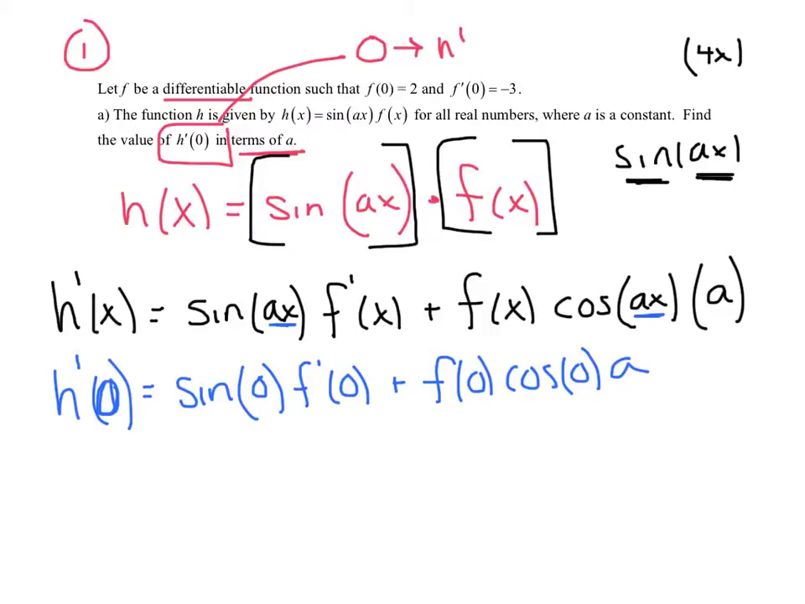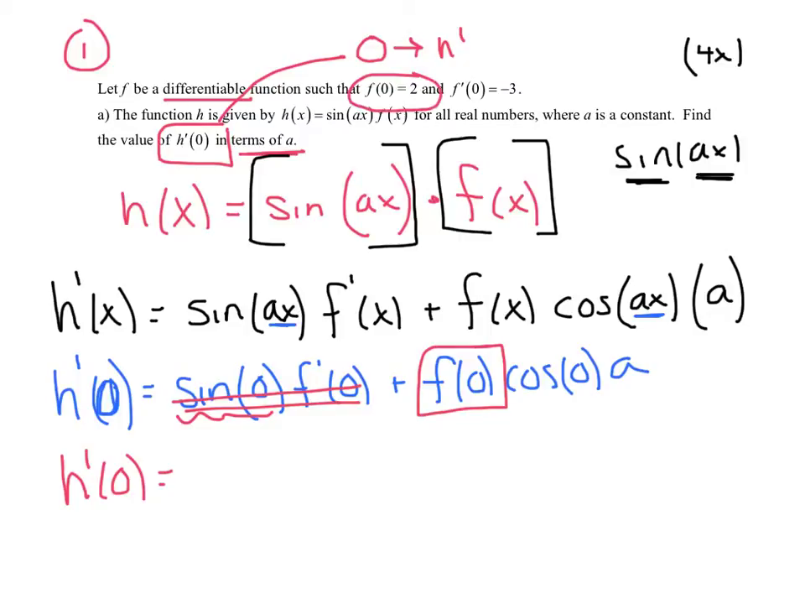Now remember, sine of 0 is hopefully one of your favorite numbers. Picture that sine graph. The sine of 0 is 0. So 0 times anything is 0, and that kills that term. F of 0, if I use this term and I look back in my directions, f of 0 is 2. The cosine of 0 is 1, and I'm left with 2a. And that's it. I have found the derivative h prime of 0 in terms of a.